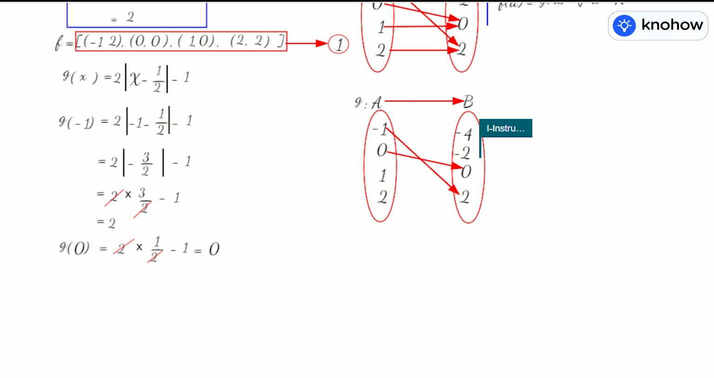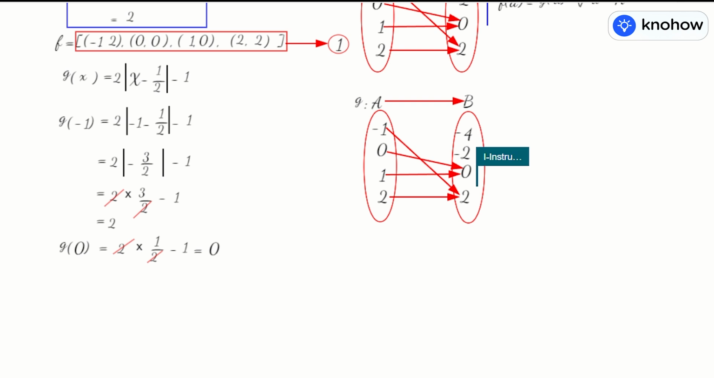Then what about the next, 1? 1 minus half is half. The modulus of half is half. 2 into half is 1. And 1 minus 1 is 0. So you find that the g image of 1 is also 0. Then 2. 2 minus half is 3/2. The modulus of 3/2 is 3/2. 2 into 3/2 is 3. 3 minus 1 is 2. So 2 corresponds to 2.